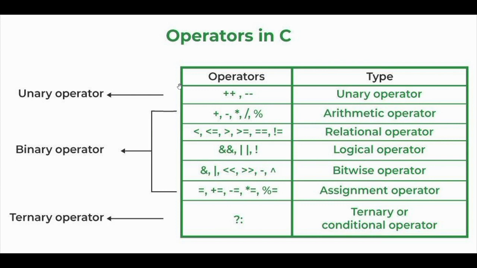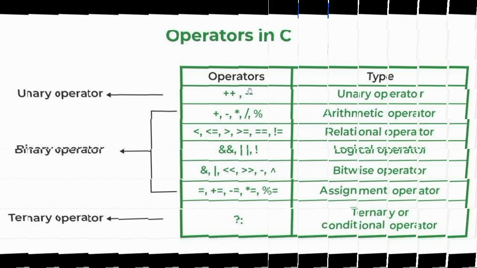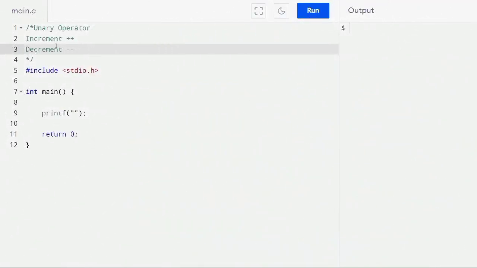In this video, we are going to see the unary operators. This is known as the increment operator, and this is the decrement operator. Increment means the plus operator. Double plus is known as the increment operation. Double minus is known as the decrement operation.